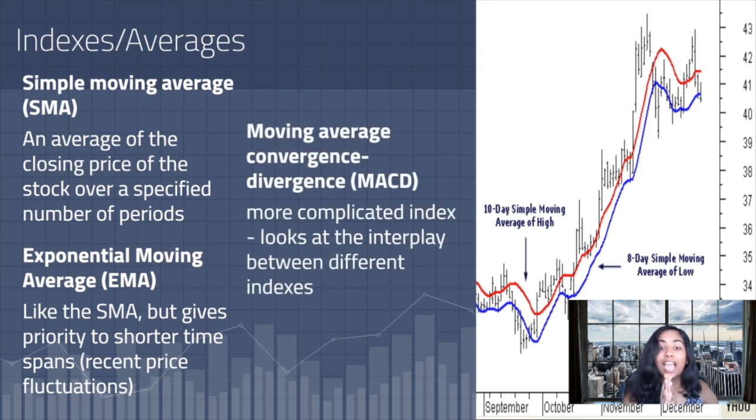Finally, the moving average convergence divergence, or MACD for short, is a more complicated index that looks at the interplay between multiple moving averages. I won't get into too much detail about this today because it's very complicated, but all you need to know for today is that the MACD is a type of trend following indicator that's designed to reveal changes in the strength, direction, momentum, and duration of a trend in a stock's price.